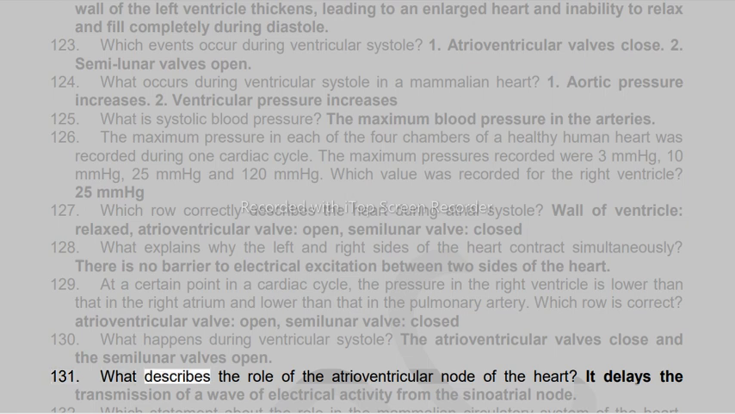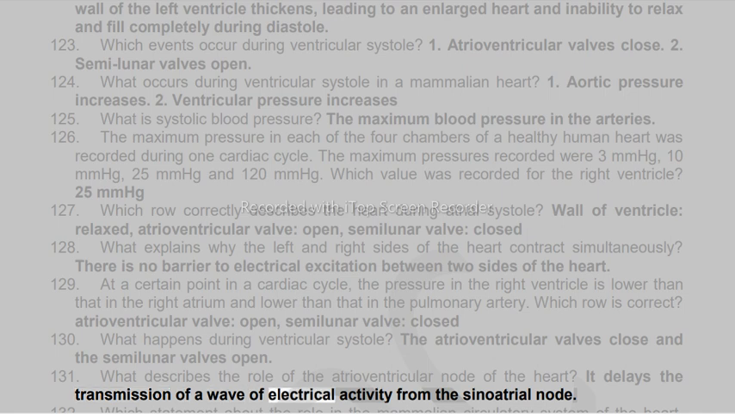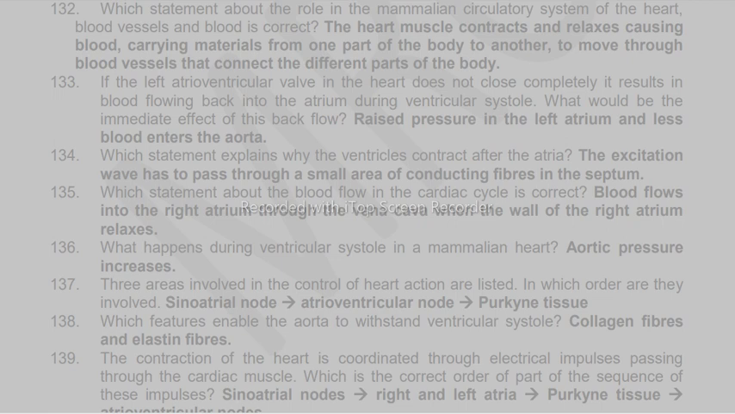131. What describes the role of the atrioventricular node of the heart? It delays the transmission of a wave of electrical activity from the sinoatrial node. 132. Which statement about the role in the mammalian circulatory system of the heart, blood vessels and blood is correct? The heart muscle contracts and relaxes, causing blood, carrying materials from one part of the body to another, to move through blood vessels that connect the different parts of the body.